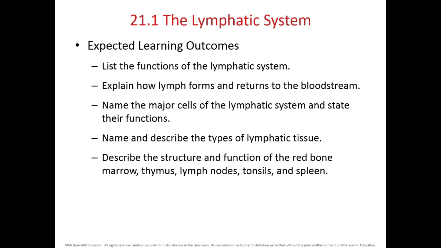We're going to talk about the functions of the lymphatic system, how lymph forms and is returned to the bloodstream, the major cells of the lymphatic system and their functions, and name and describe lymphatic tissue, the different types, and describe the structure and function of red bone marrow, the thymus, lymph nodes, tonsil, and spleen.